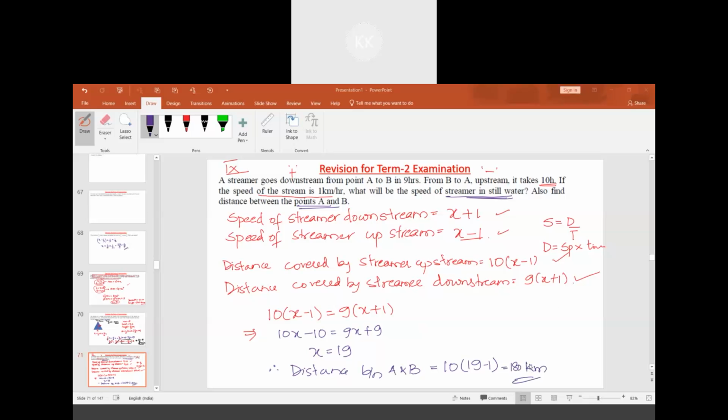How will the distance be equal? Because point A and point B are the same for both. They are saying he goes to point B and comes back to point A. Downwards, this is the distance covered. In upwards also, the same distance is there between these two points, A and B. So I am equating the distances. The time taken is different, but the distance is the same.